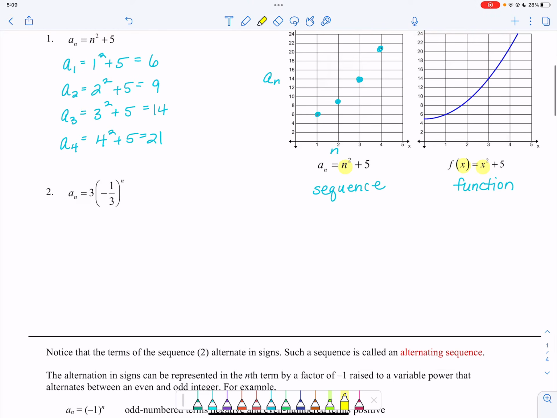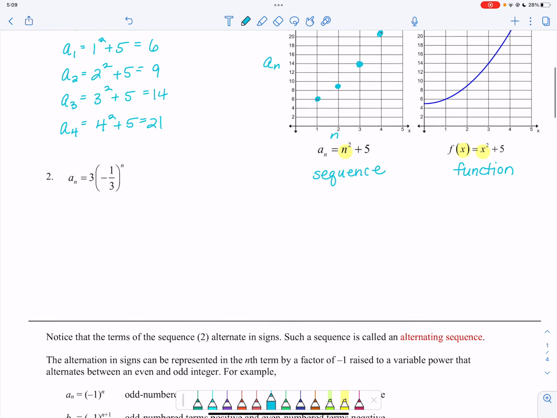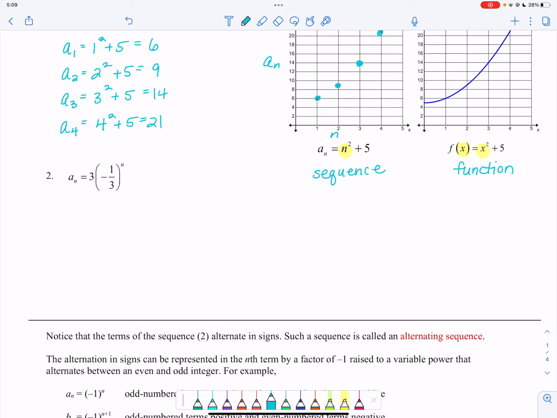Okay, let's go ahead and try number 2. Number 2, we have a sub n equals 3 multiplied by negative 1/3 raised to the nth power. And here we want the first four terms of the sequence. So a sub 1 is equal to 3 multiplied by negative 1/3 to the first power, and that equals negative 1.